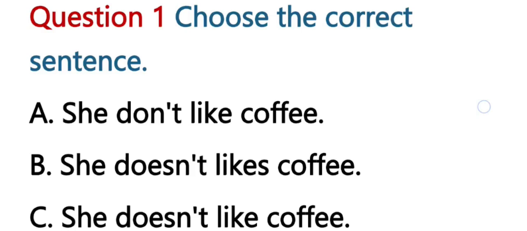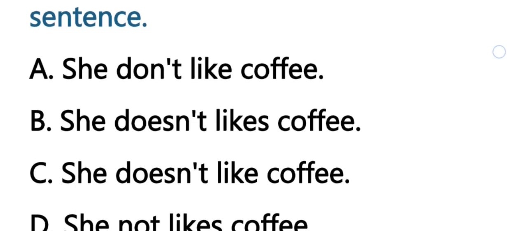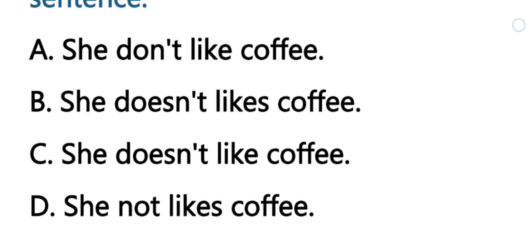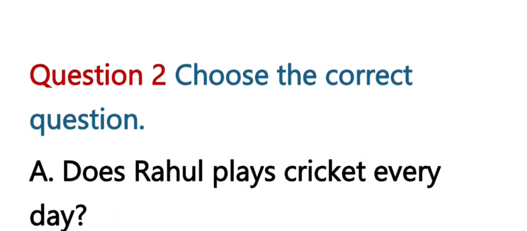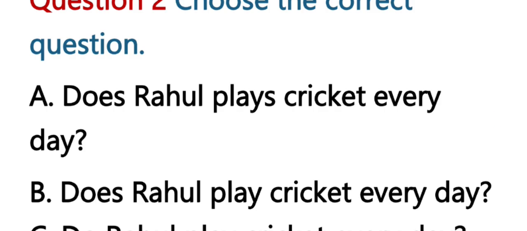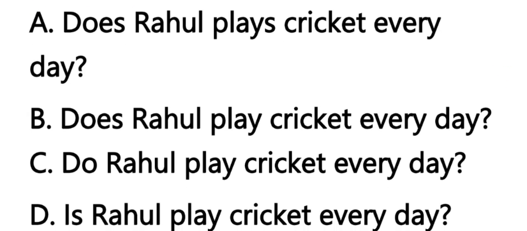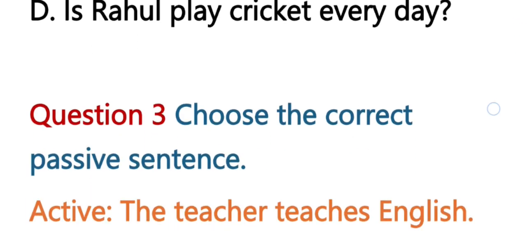C, she doesn't like coffee. Or is it D, she not likes coffee? Which one is correct? Write your answer. And let's talk about the other question. Choose the correct question. Option A, does Rahul plays cricket every day? B, does Rahul play cricket every day? C, do Rahul play cricket every day? Or is it D, is Rahul play cricket every day?